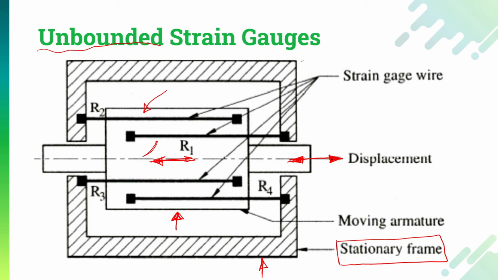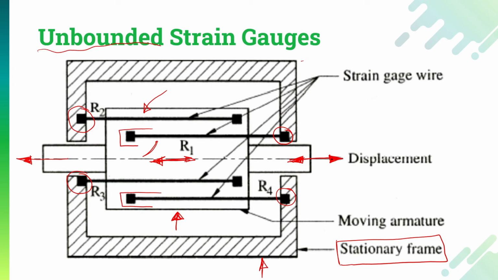One end of the wire is fixed to the moving armature, and the second end, if you observe, for all the materials, is fixed to the stationary frame. Whenever this armature displaces in this particular direction, the wires R1 and R4 are going to be under tension. So they will be resisting the movement of the moving armature. So what is going to happen? They are going to change their resistance.